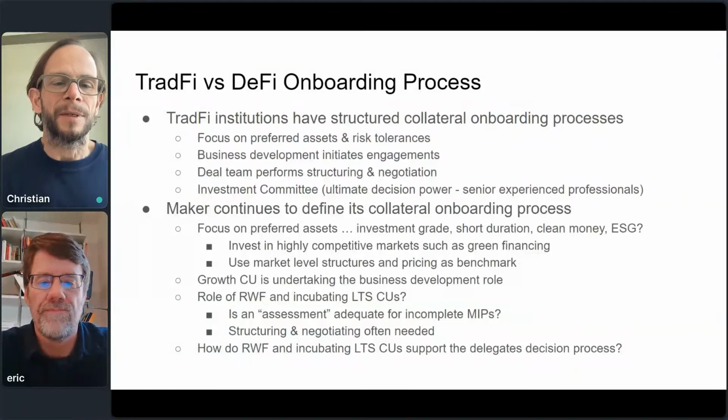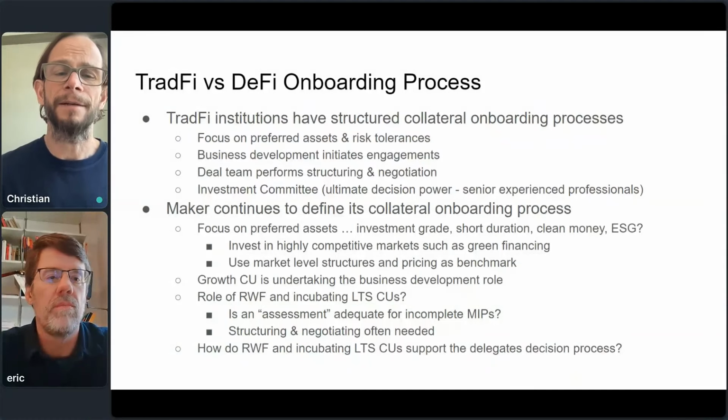We seem to be having applicants that are proposing assets in highly competitive markets like the US. So we're competing against commercial banks, particularly in areas such as solar financing and other green financing. We want to use market structures and pricing as a benchmark.